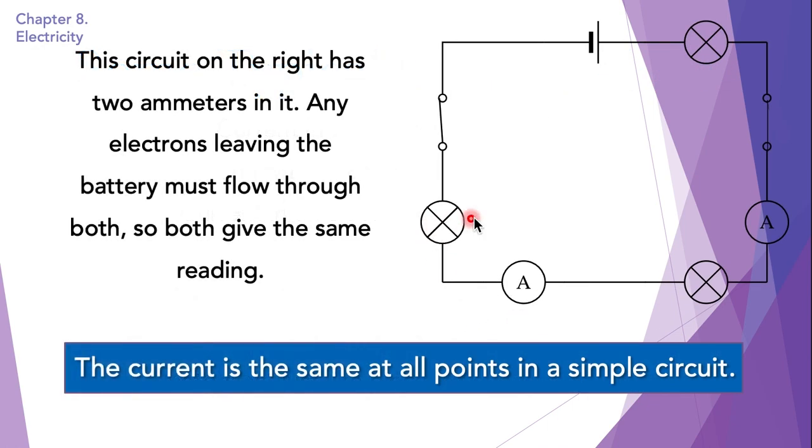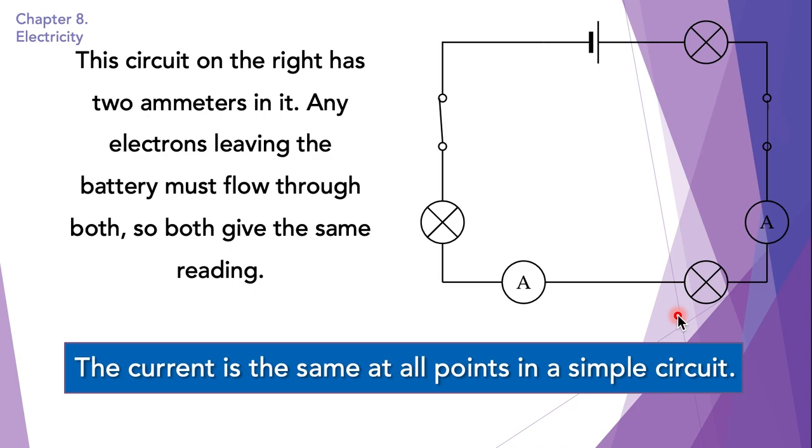So here we have the circuit which has 2 ammeters in it. These are the ammeters. Any electrons leaving the battery must flow through both of the ammeters, so both of the ammeters give the same reading, because the current is the same at all points in a simple circuit. So this is what we learned here. The current is always the same at all points in a simple circuit. But in some complex circuits, the ones which contain resistors, the current may differ at some points. But in a simple circuit, like this one, the current is the same at all points.